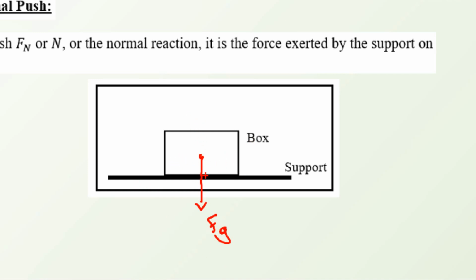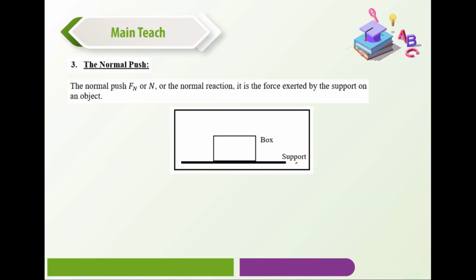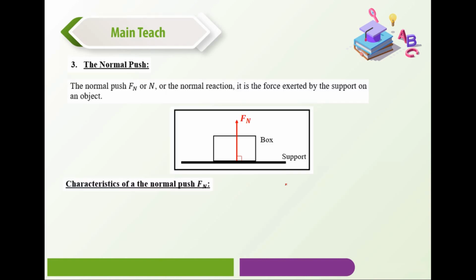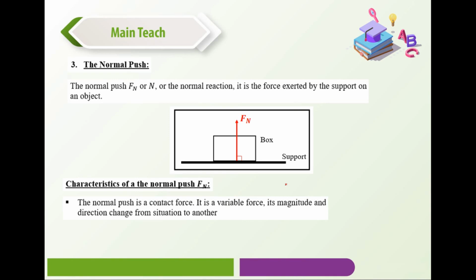It is prevented from falling down due to the support, but we need to explain this at the level of the forces. So we say that there is a force exerted by the support on the box, which is the normal push upward. Whenever we have a support, we have a normal push. What are the characteristics of the normal push Fn? The normal push is a contact force. It is a variable force.